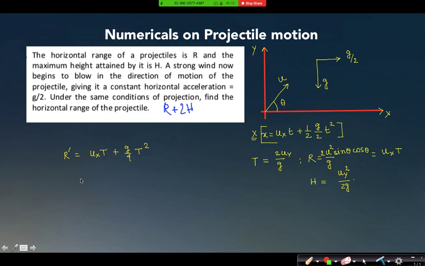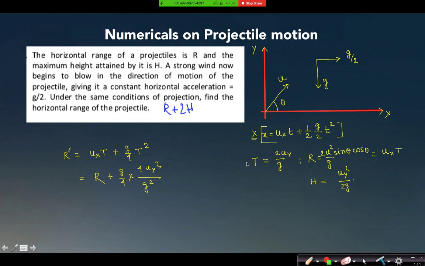Yes, sir. Okay, so what is ux into t? Is it the normal range R? Yes, R. It's R plus g by 4 into t square. What is t square? 4uy square by g square.